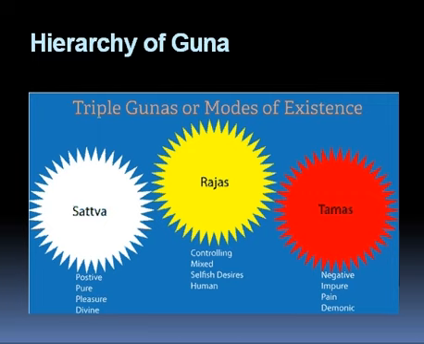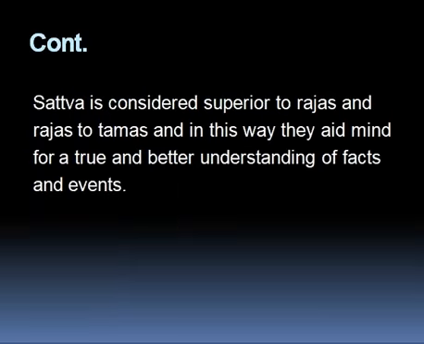Let's see in the next picture, which basically depicts the hierarchy of guna, which shows sattva to be more dominant or more precise over rajas and tamas. We will take the characteristics of these guna individually in our further slides. By seeing the picture, we can consider sattva to be most superior to the other two gunas, that is rajas and tamas.